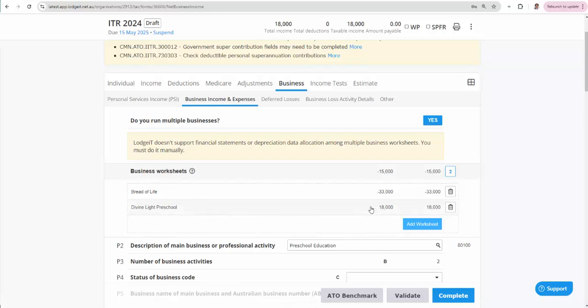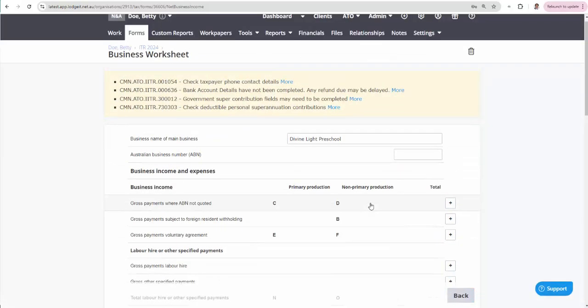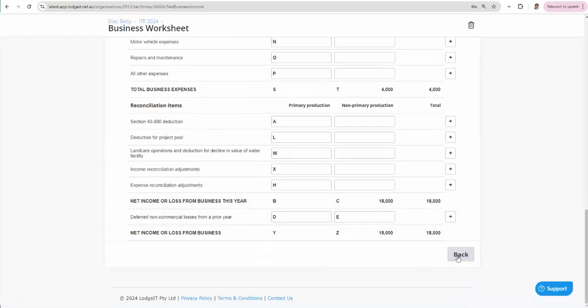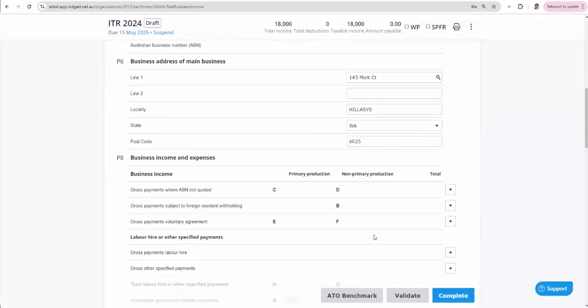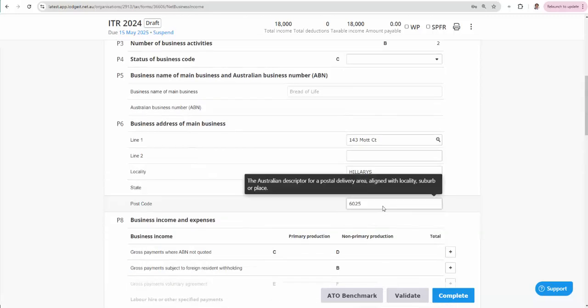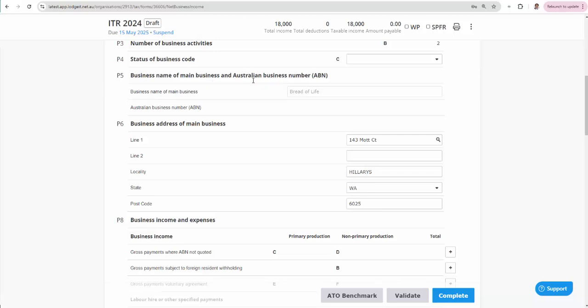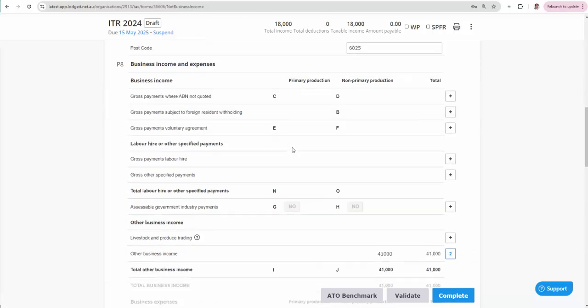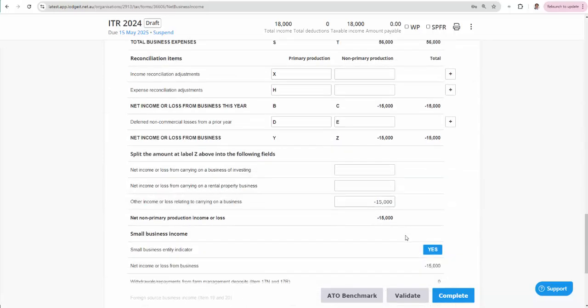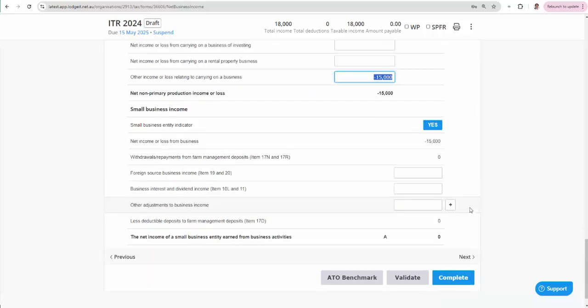And this other business, Divine Light Preschool, has $22,000 taxable income and actually a profit of $18,000. So overall, when all these are summed together, and that's essentially what the system is doing, it's taking the 2 worksheets, using the main business, the first one in the list, and then summing all the values. So you have to work with whatever's summed here, and then you have to report the total, which in this case is a total loss of $15,000.